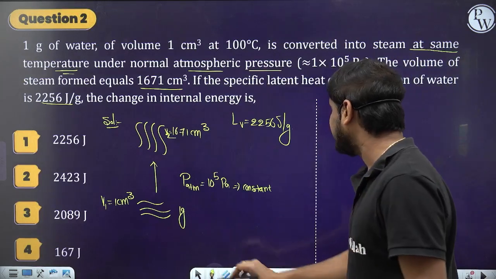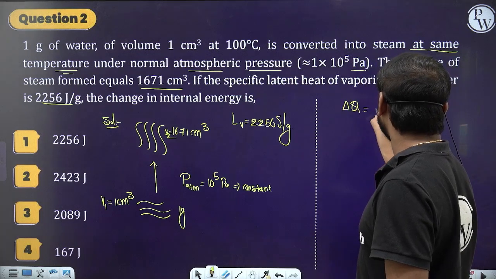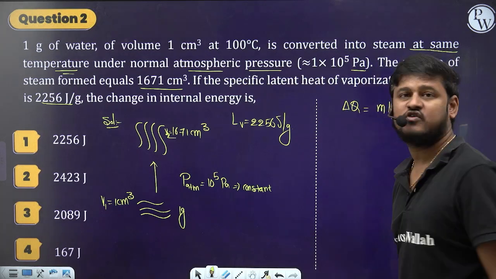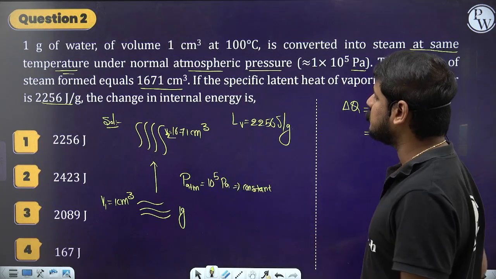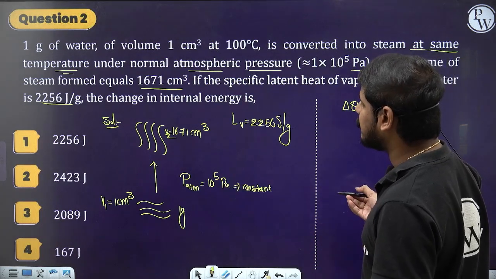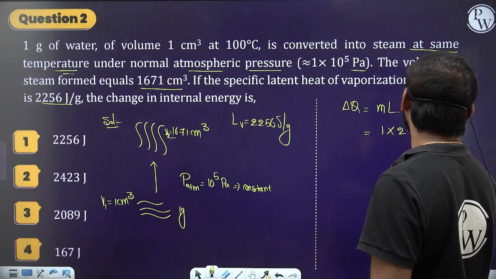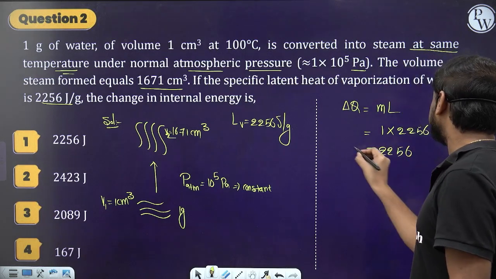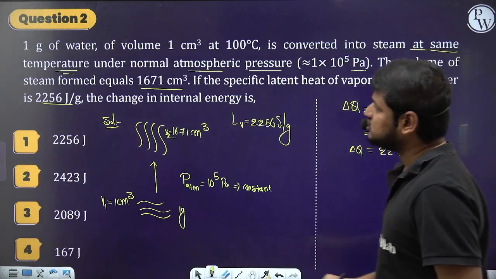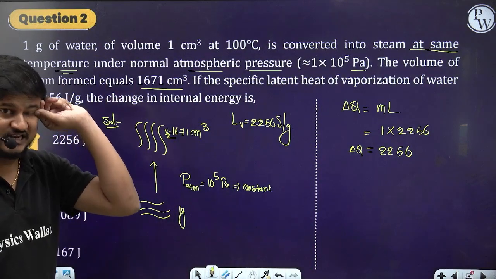I'll find the heat first. So delta Q is equal to, shall I use the latent heat formula, mL, right? So what is the mass? The mass of this one is 1 gram, right? So 1 gram into 2256 joule per gram. Let it be in grams only, 2256 we got. This is delta Q, right? So then, shall I find the work done so that I can find the internal energy?